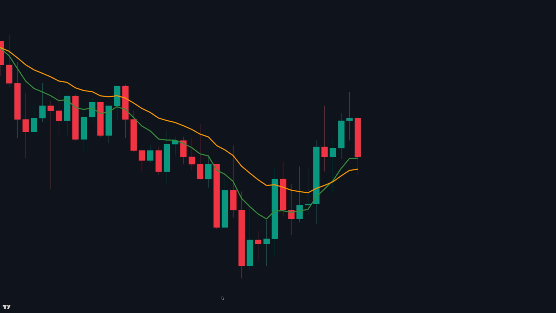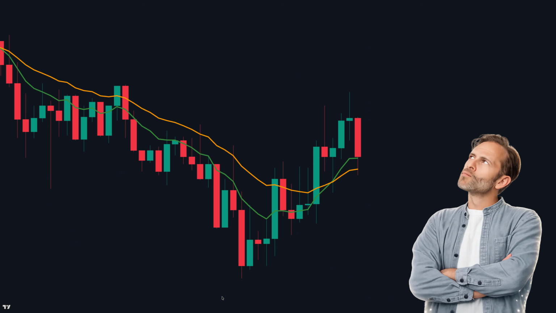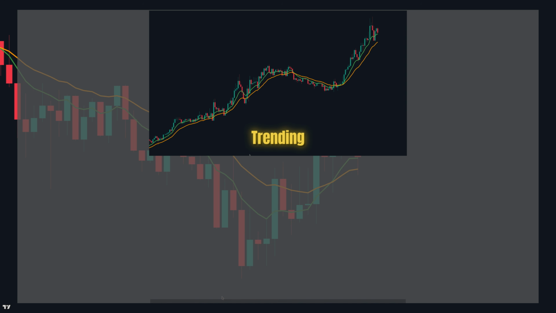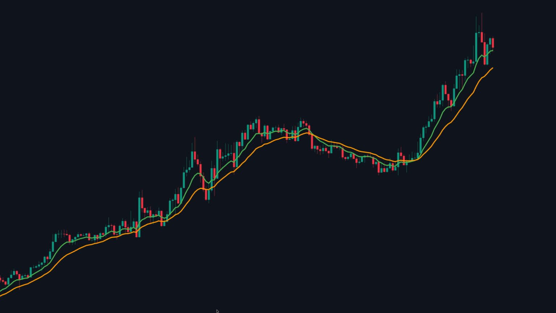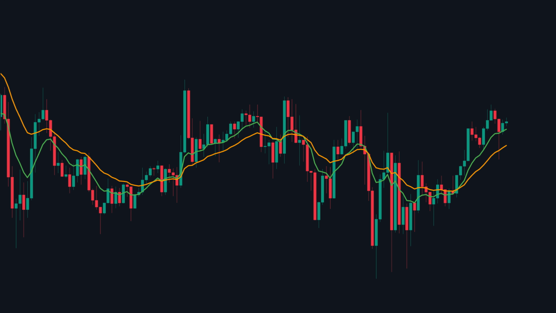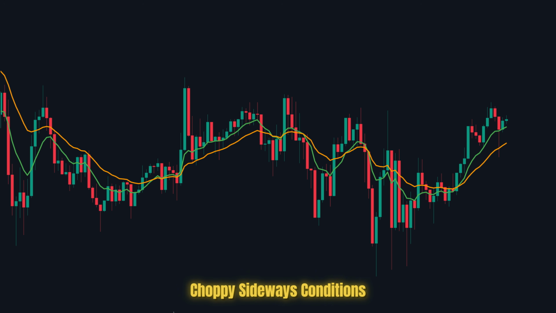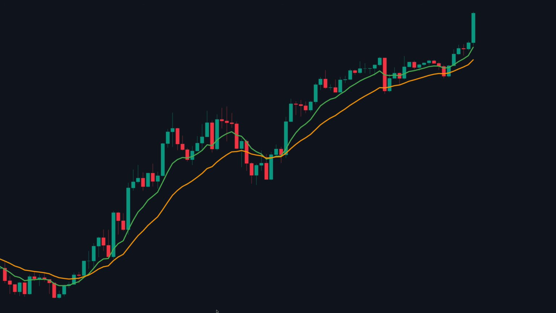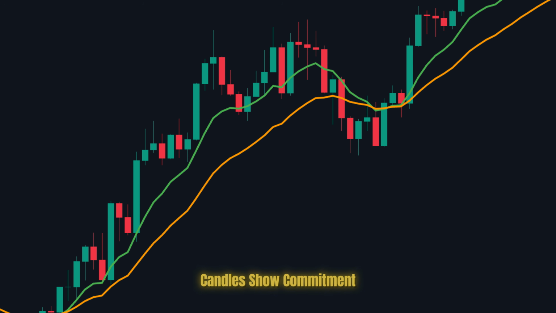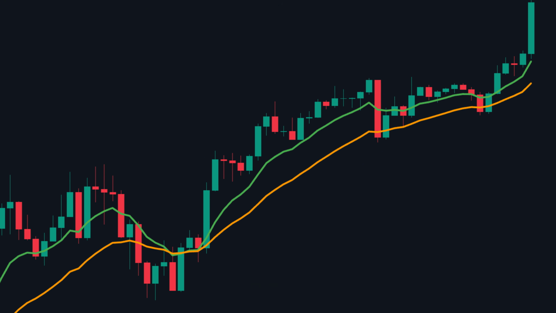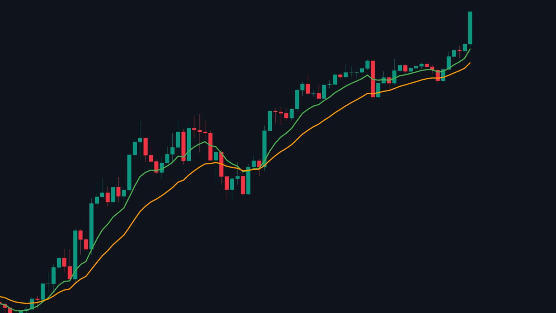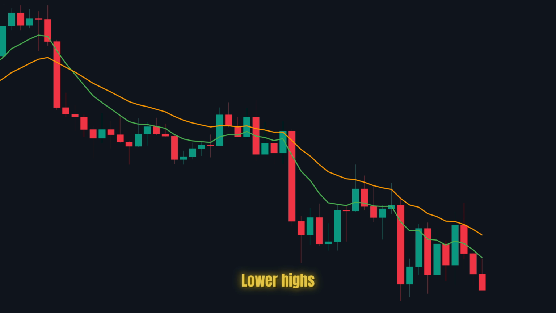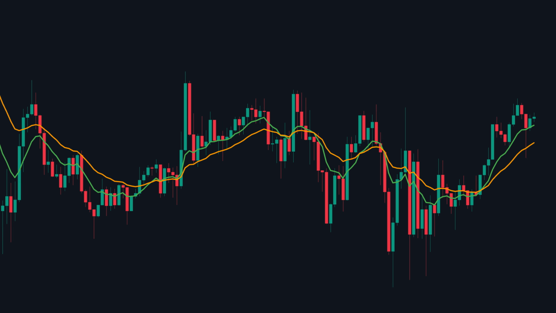Before you take any trade, you need to understand what kind of market you're in. Is it trending, or is it moving sideways? This matters because EMA strategies thrive in trending markets and fail miserably in choppy sideways conditions. Here's how you recognize the difference. In a trending market, candles show commitment. They're clean. They have strong bodies. Follow-through is there. You see higher highs and higher lows in an uptrend, or lower highs and lower lows in a downtrend.